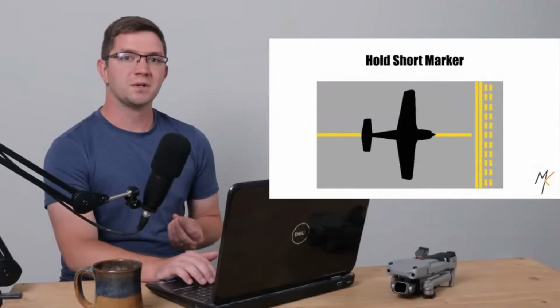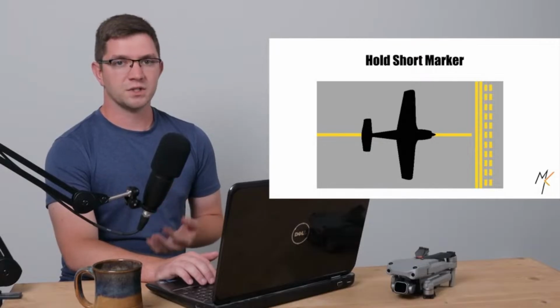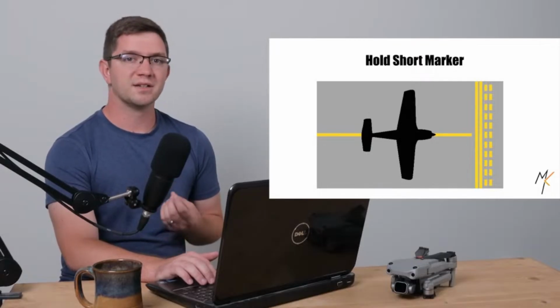If you're still struggling a little bit, I've got one more example for you, but let's answer the second question. Remember those hold short lines? If the 2 solid lines are in front of you, that means you are not allowed to cross those lines until you have been cleared by the tower.